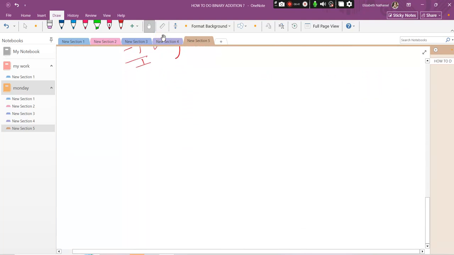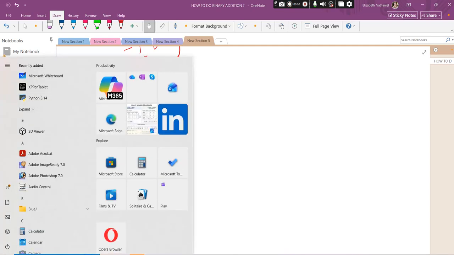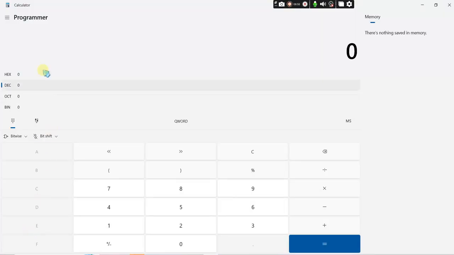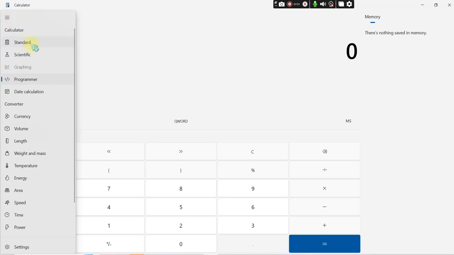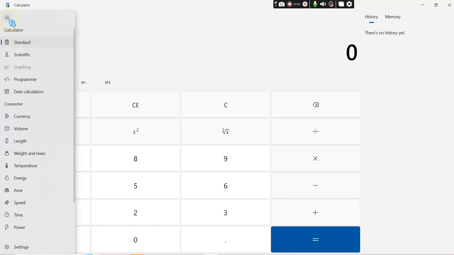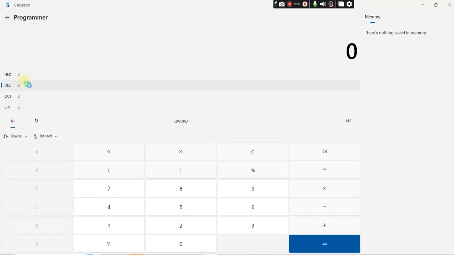I have told you, for those who have not seen my first video, there I have taught this calculator, the computer calculator. Okay, again I'm showing you that we have the simple calculator, and I suggested that you use the programmer one. Sometimes if you open it on your laptop, it may be standard by default. This is your calculator, it will look like this. But again, I'm telling you, you have to switch to programmer. Remember, you have to switch to this one.